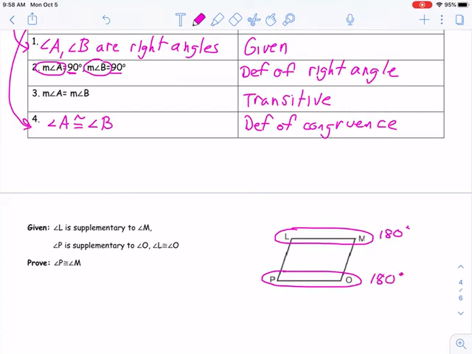Alright, so that's helping me visualize, well, these top two angles add up to 180 degrees, the bottom two angles add up to 180 degrees, and next it's telling me angle L and angle O are congruent. Let me use a different color for that one.